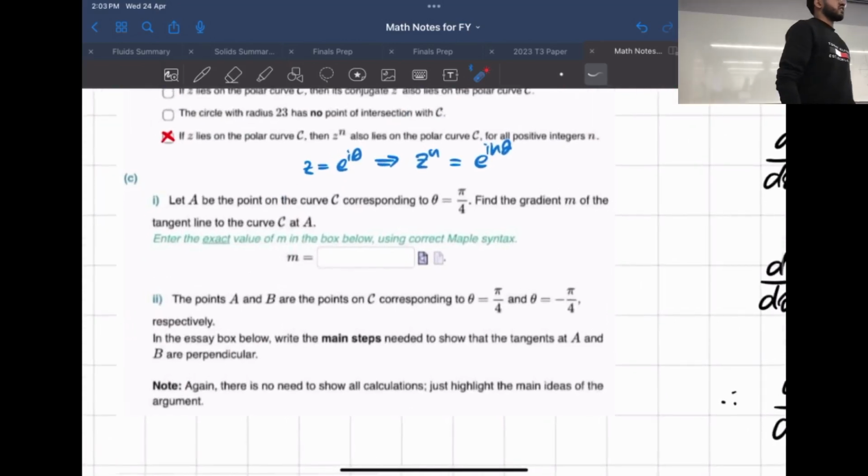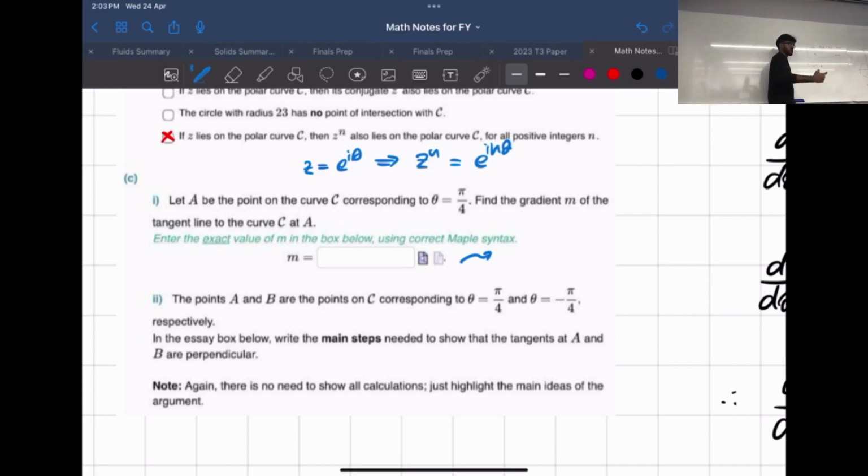Last question over here, we have to find the gradient. What's the formula for a gradient, by the way? Rise over run? Yep. In terms of derivatives, if you have a function y with respect to x, how do you find the derivative? dy dx, right? At a point. So when you sub in a point, we get our value for m.